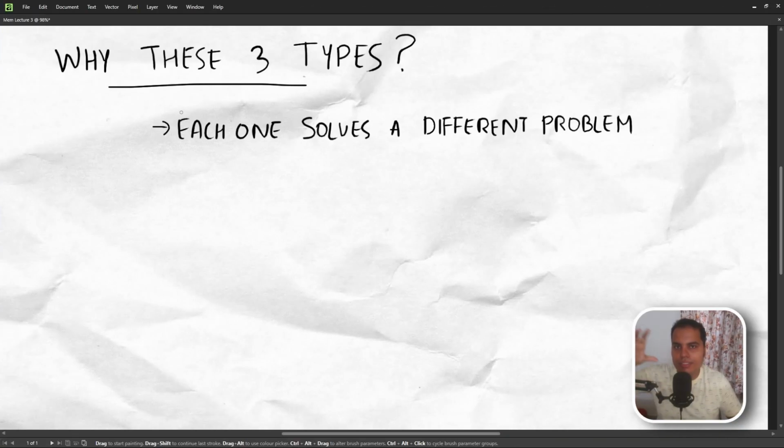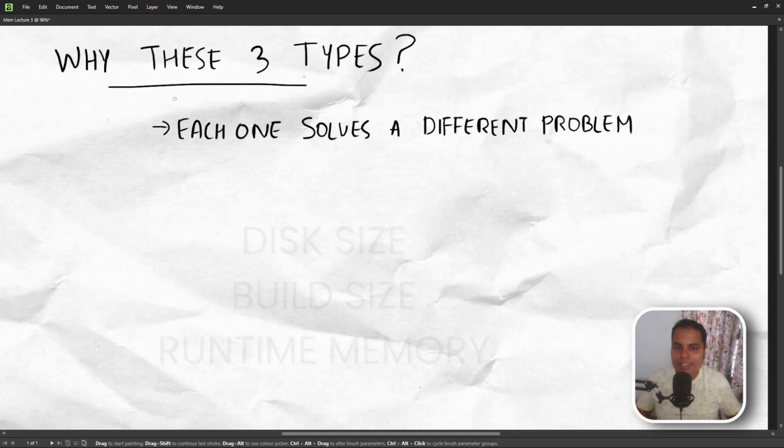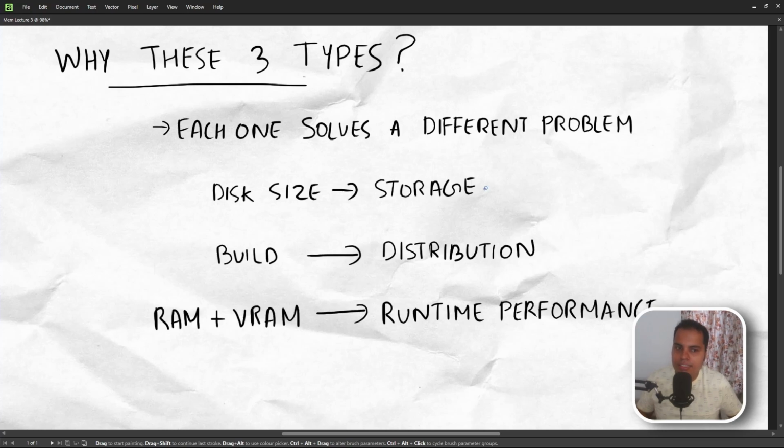Now, we talked about this earlier. Why are we talking about these three types of memory? That is disk size, build size, and runtime memory. Why are we talking about these three things at the beginning of a memory course on Unity? Because each one solves a different problem. Okay, disk size solves storage, build size solves distribution, while RAM and VRAM, which is the runtime memory, solves runtime performance. They solve different problems.